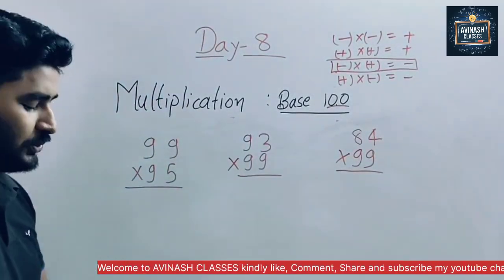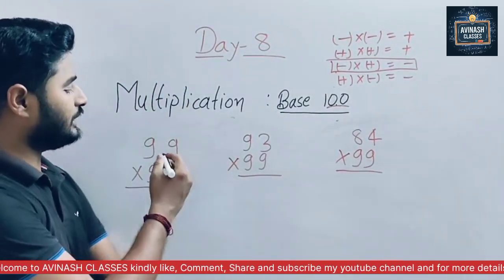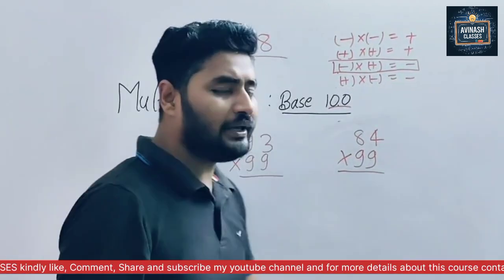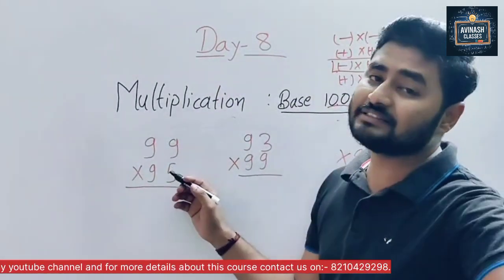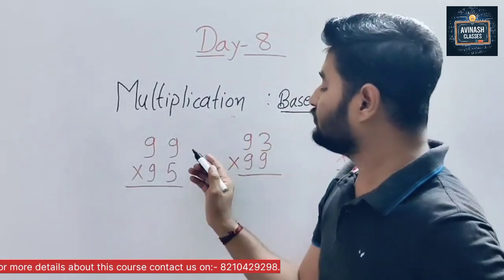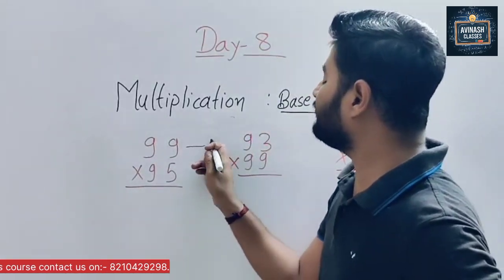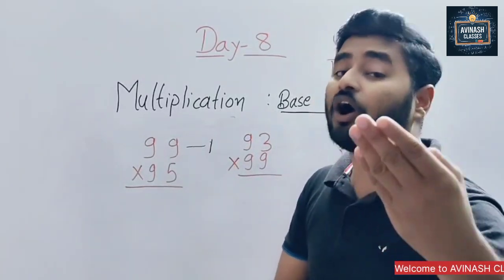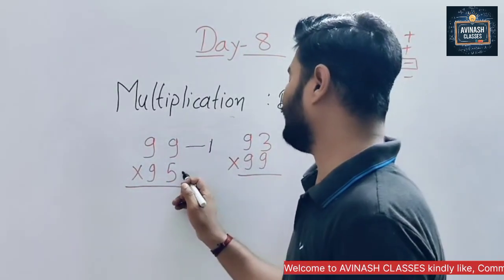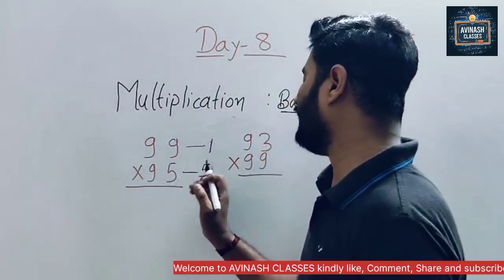So now we start to do type 2. So first question here, 99. So this is how many less than 100? Sir, 1. So here we write negative 1. What do we write here? Negative 1. Now 95. So this is how many less? Negative 5. Easy or hard?